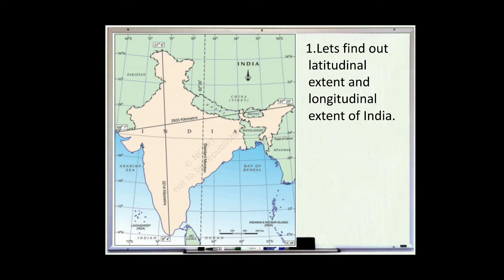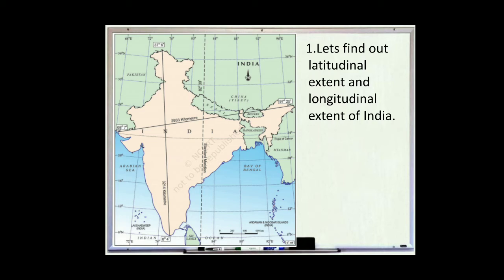Then we'll go through the two lines which cross the country from north to south and east to west. North to south, in kilometers, it is 3214 kilometers, and from east to west it is 2933 kilometers.